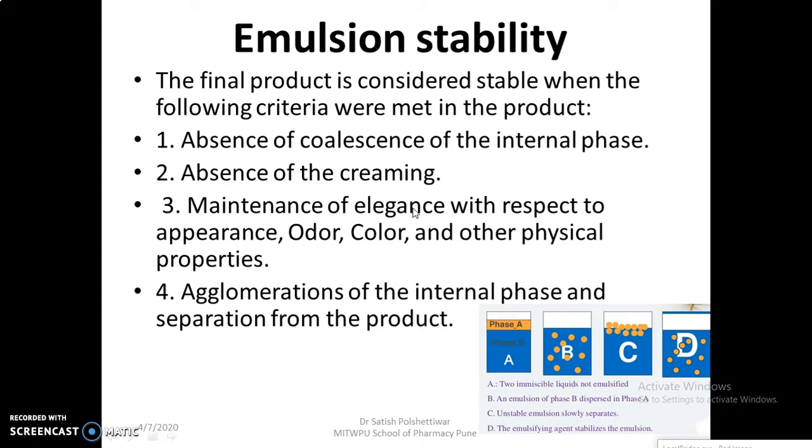then emulsion stability: the final product is considerably stable when the following criteria are met in the product: absence of coalescence in the internal phase, absence of creaming, maintenance of elegance with respect to appearance, odor, color, other physical properties, agglomeration of the internal phase, and separation of the product. Then and only then can we call the emulsion stable.